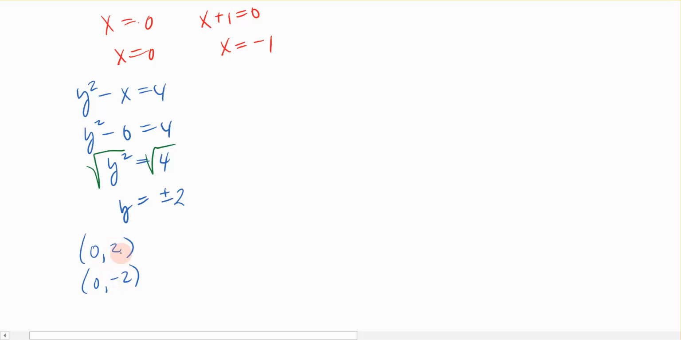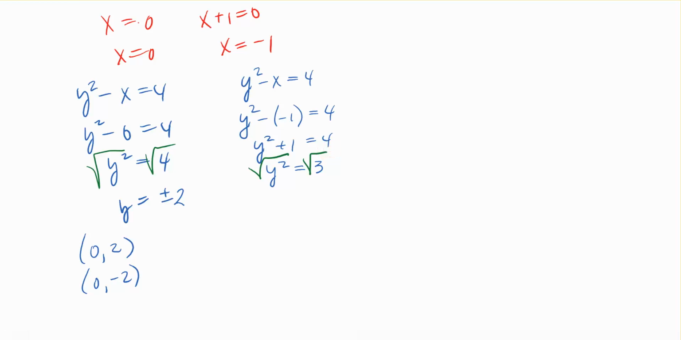So I have two solutions for this portion, and we're going to go back in and try this again. Y squared minus x equals 4, but this time I'm going to let x be equal to -1. So y squared minus a -1 equals 4, or y squared plus 1 equals 4. If I subtract 1 to the right, I get y squared is equal to 3. And yes, I can take the square root of both sides. It just doesn't give me a perfect answer. I find out that y is equal to plus or minus the square root of 3.